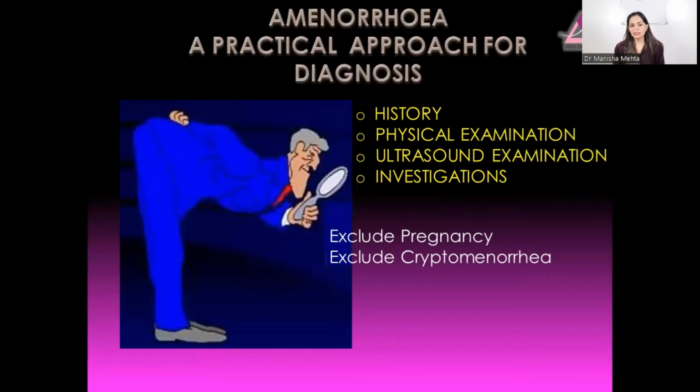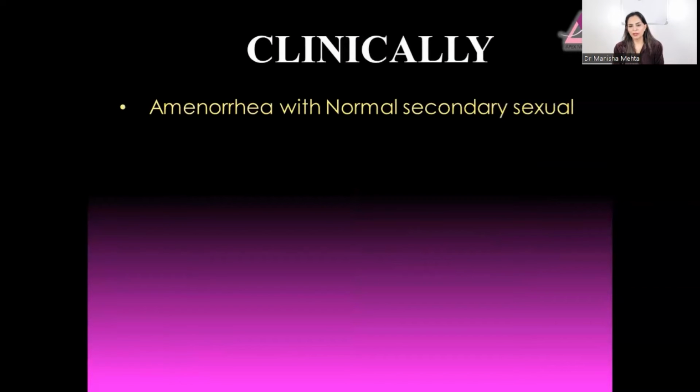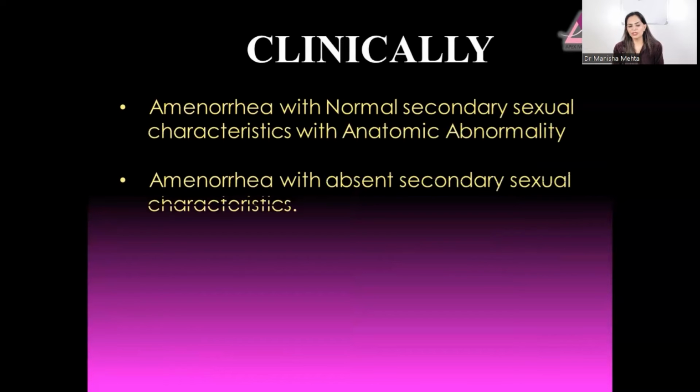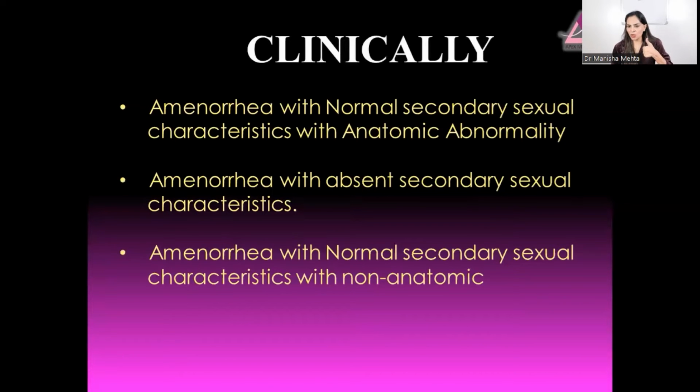So, once you have excluded pregnancy and cryptomenorrhea, then we are going to divide our patients into 3 basic groups. One, there is amenorrhea with normal secondary sexual characters, but there is anatomic abnormality. So how to deal with them? We are going to talk about it. Second, there is amenorrhea with absent secondary sexual characters. Now the third group, amenorrhea with normal secondary sexual characters.